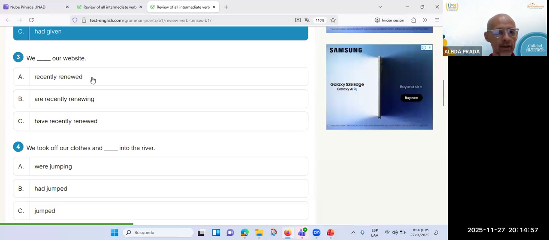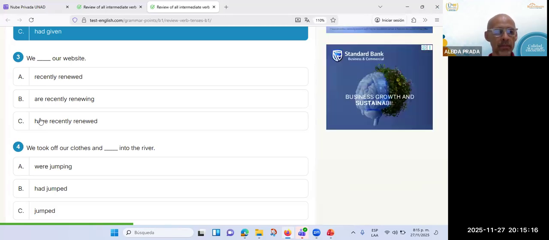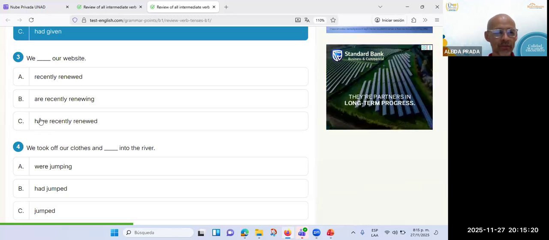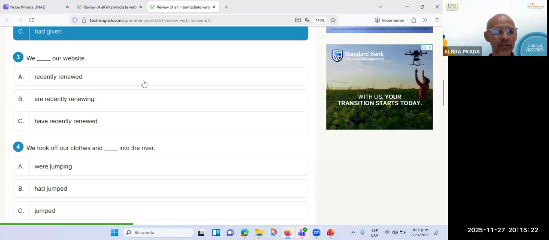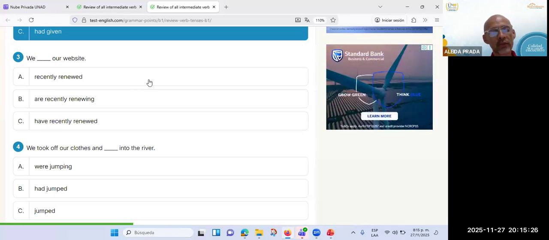Number 3, this is a very simple sentence. We recently renewed our website, we are recently renewing, or we have recently renewed. So here we have option A, simple past. Option B, present progressive. Option C, present perfect. We have 3 tenses here, with the use of have. So, what do you think? What is the correct one?